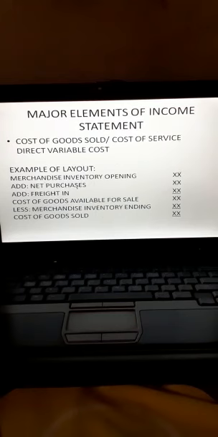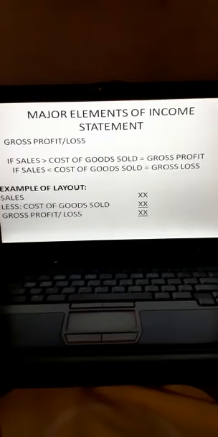So you can see here that to merchandise inventory, we have to add purchases. If you have freight in, carriage in, or transportation in, you will add it here. After adding up these three things, you will get cost of goods available for sale. From that cost of goods available for sale, you have to subtract merchandise inventory's ending balance, and you will get cost of goods sold. The fourth element is gross margin, gross profit, or loss.